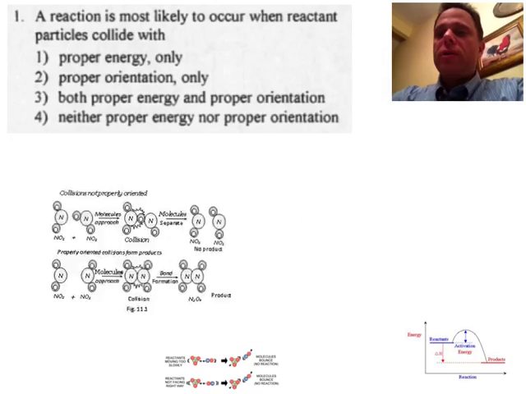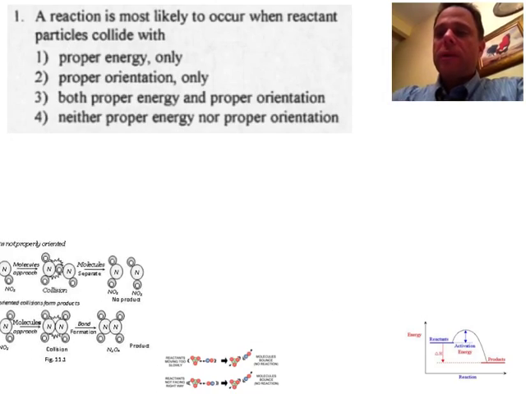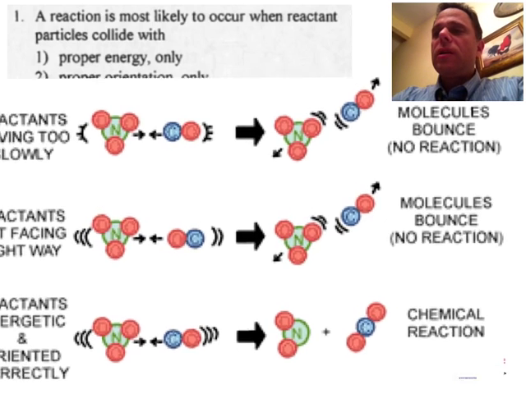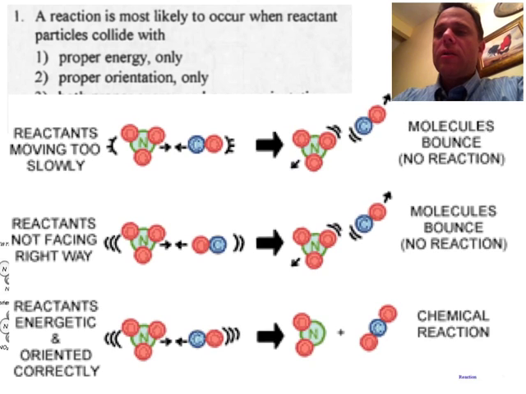This other picture here, let's expand this one, is suggesting something similar. Now remember, at any time you need to, pause and look at the images. So here reactants are moving too slowly, so that suggests energy. Reactants not facing the right way, and reactant energy and orientation is correct. So, let me make this bigger again. There we go. And this first one can't happen. Not enough energy. This one not facing the right way, the wrong orientation, but this one is just right.